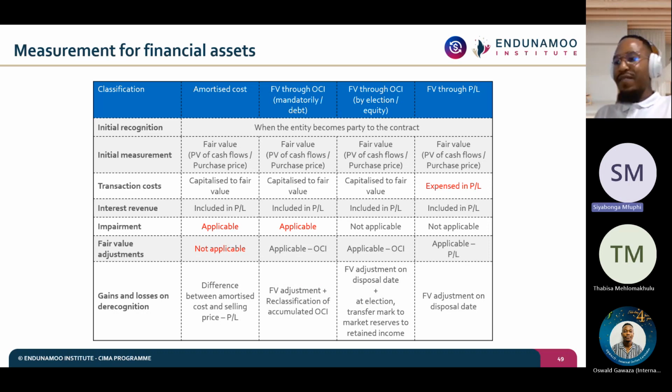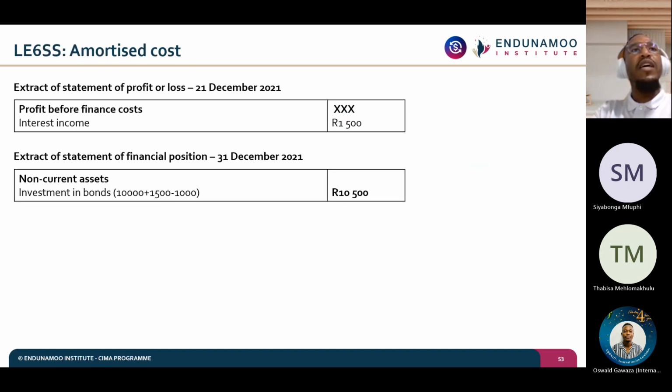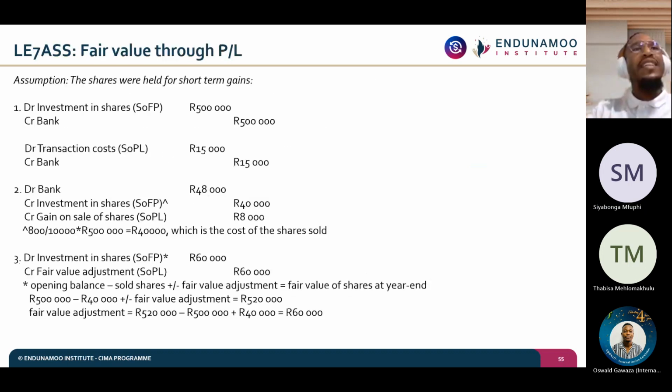It's either going to be at fair value through OCI or fair value through P&L. And our assumption here was that the shares were held for short-term gains. The opening line gives us the assumption that the shares were held for short-term gains. And if the shares were held for short-term gains, it is assumed that they are held for trading. So they are seen as stock to the entity. And if they are stock to the entity, think about a normal business.